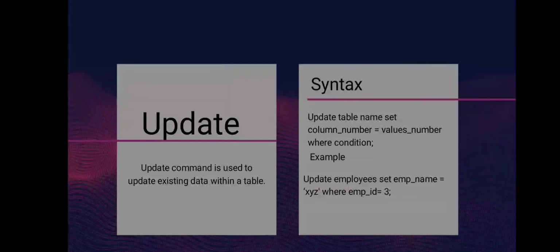The next is update. Update command is used to update existing data within the table. So existing data means whatever record you have stored in the table will be updated with the help of the update command. The syntax is update table name, set column name is equal to values, and the condition where you want to change the data, means if employee ID is 1, employee ID is 2, the specific employee ID will be changed.